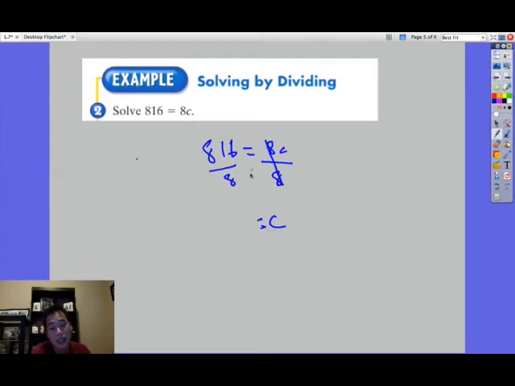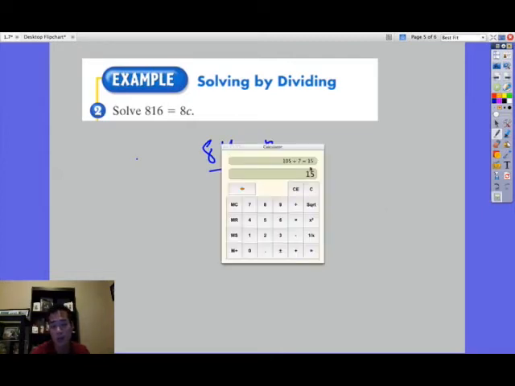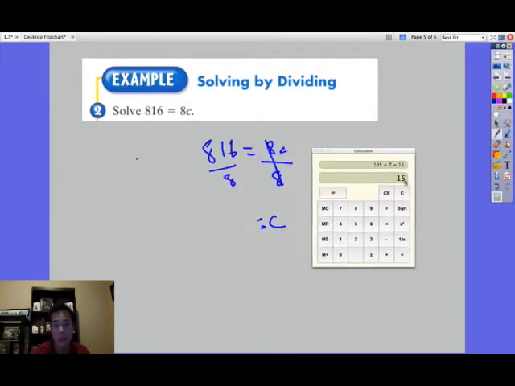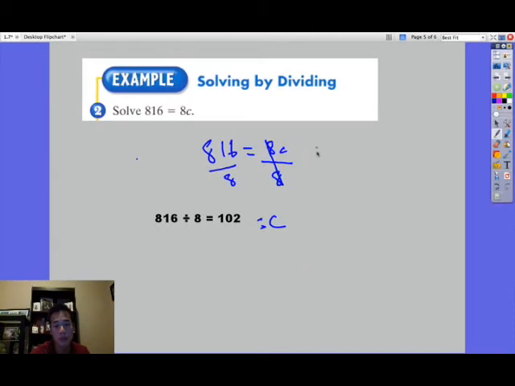And then 816 divided by 8. If you can't quickly do your mental math, you can use a calculator like I am. Just make sure that I check my work correctly at the same time. So 816 divided by 8, you will get 102. So C is equal to 102. How do you check your work? 102 times 8 does equal 816. So that's how you do that problem by dividing. So basically anytime you see a problem that's being multiplied by a variable.